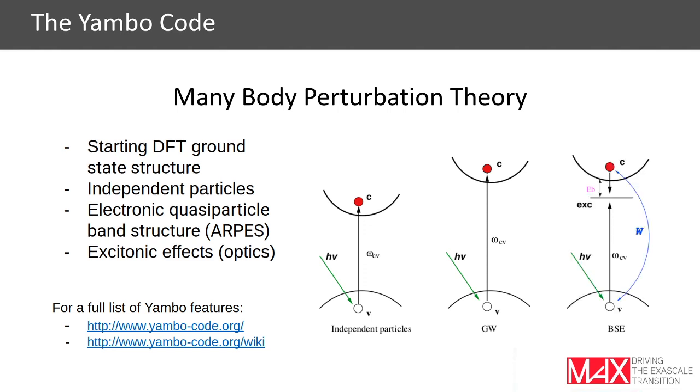Then, the absorption and the electron energy loss spectra can be obtained by solving the Bethe-Salpeter equation that takes into account the electron-hole interaction. There are other approximations and methods implemented in Yambo, like time-dependent DFT and the electron-phonon treatment. And if you want to know all the Yambo features, you can go to the official Yambo website, listed below.